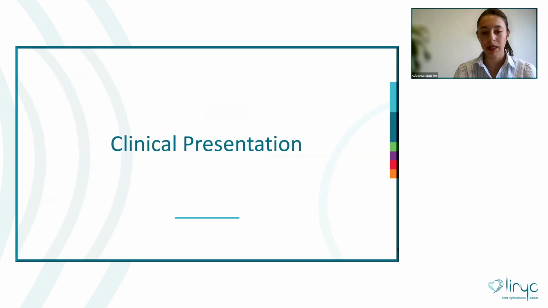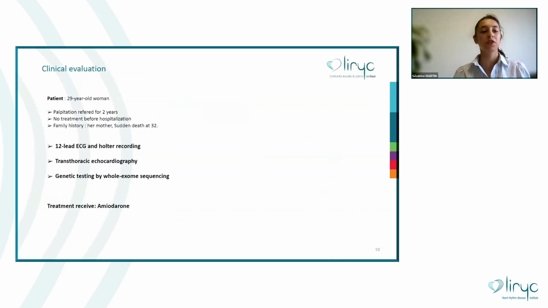So first of all, this paper is based on a clinical case that I will present to you. The patient is a woman aged 29. She was referred to the hospital for palpitations for 2 years, but she had received no treatment before hospitalization, and she mentioned at arrival that her mother suffered a sudden death at the age of 32. So clinicians performed a 12-lead ECG and a Holter recording of the patient, with a transthoracic echography and genetic testing. At the end, the patient received amiodarone.